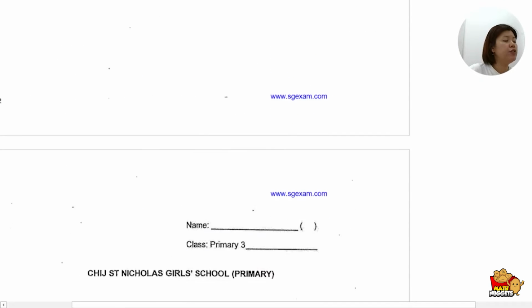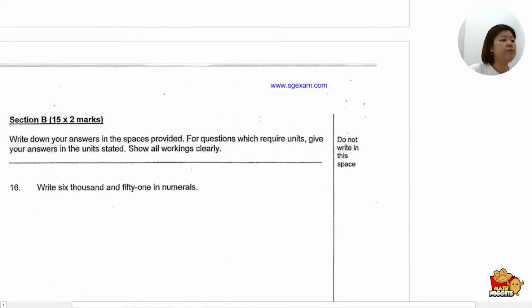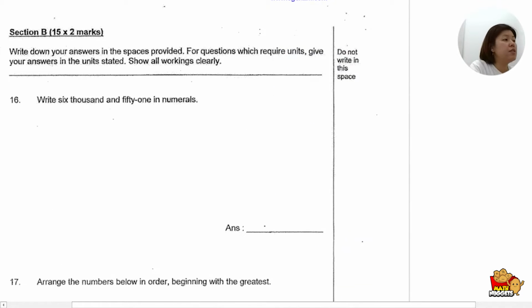Okay, let's move on to booklet B now. The first one is finding in numeral, so 6,000 and 51. So when we add them, it's actually 6,051.